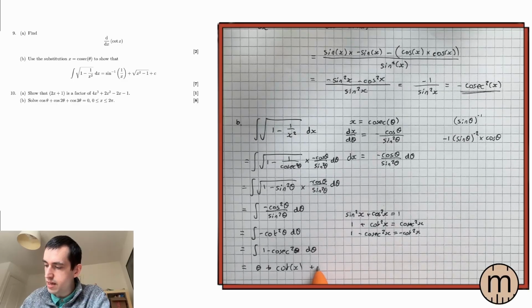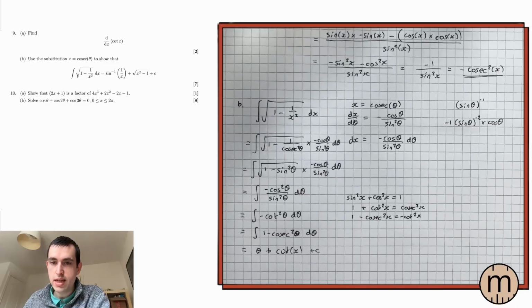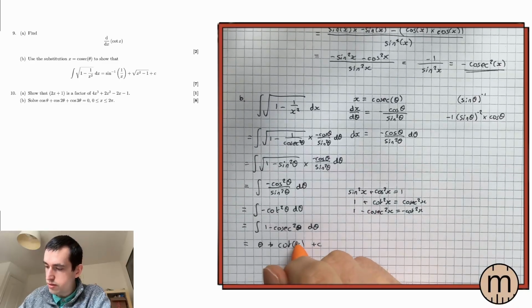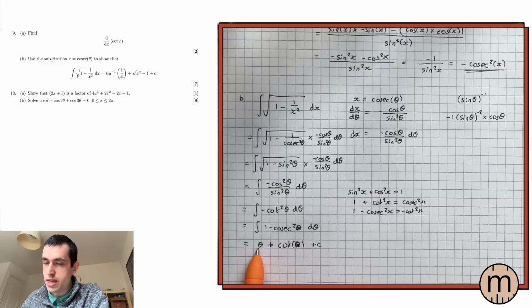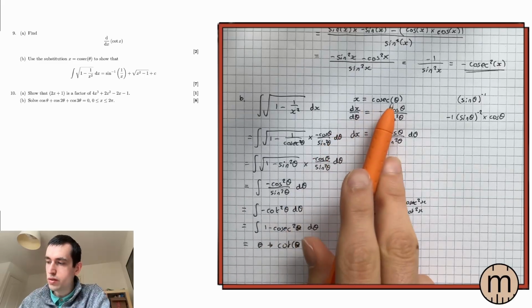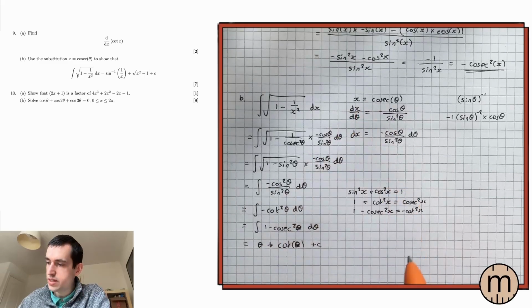I'll add on plus c here, but I'll probably skip it until the very last step for all the next lines. So we've got theta plus cot theta plus c. But that's not the form it's given in. Let's see how we're going to get that. We've got theta, but we've also got theta here. That's our connection to x and theta.